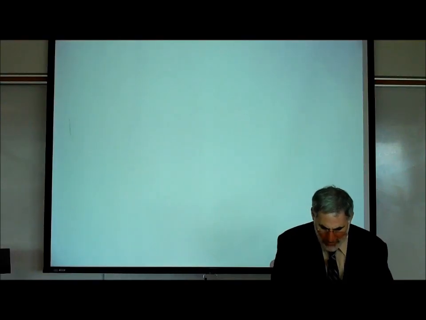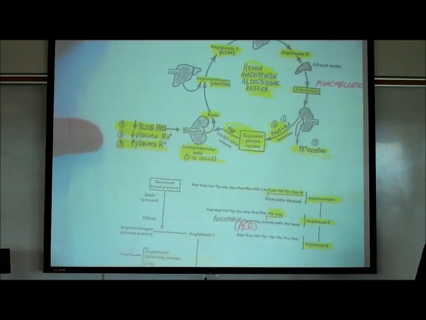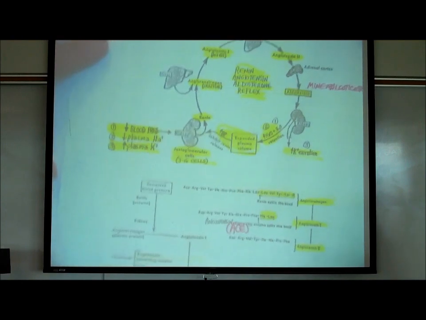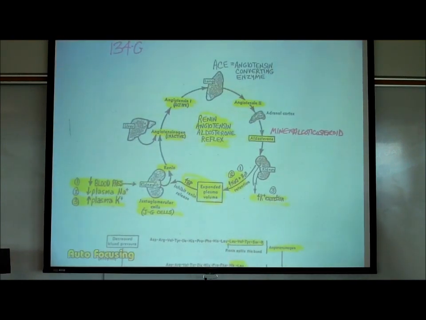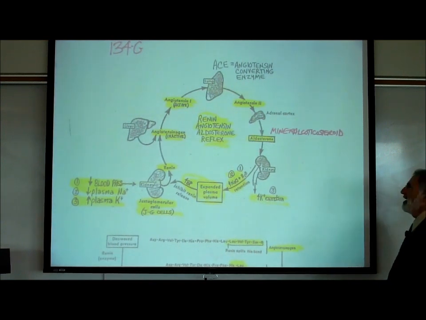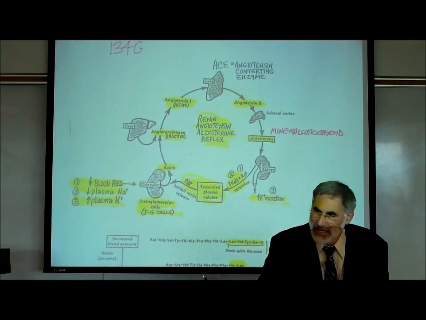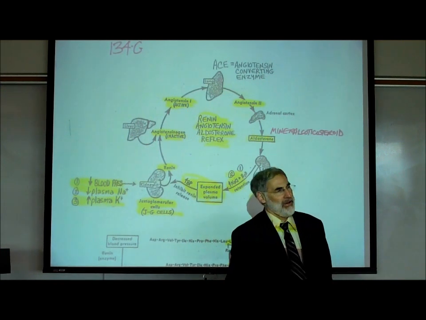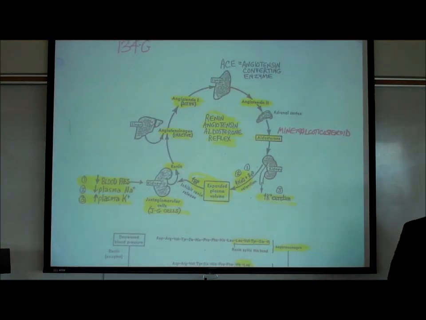The last hormone that we're going to cover to finish off our presentation of hormones before we move on to cardiovascular physiology is pictured on 134G. And this is an absolutely unbelievable, extraordinary homeostatic reflex. Your kidney is an endocrine gland.